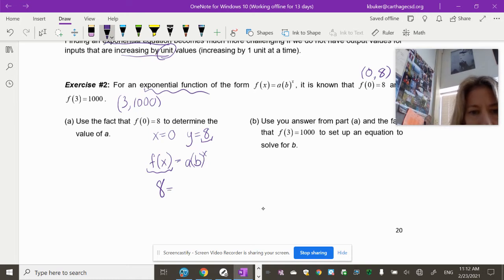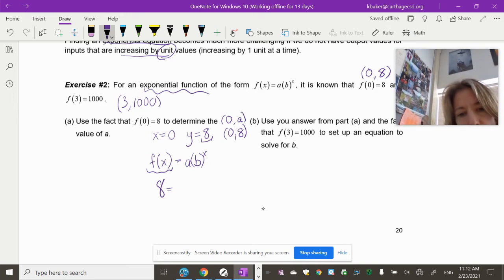All right, now since this is a special coordinate, right? This is the 0, 8. Hopefully you maybe realize that since this is the y-intercept, that means a is also 8.